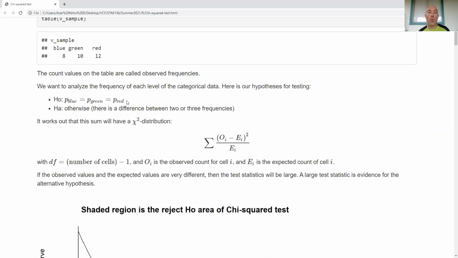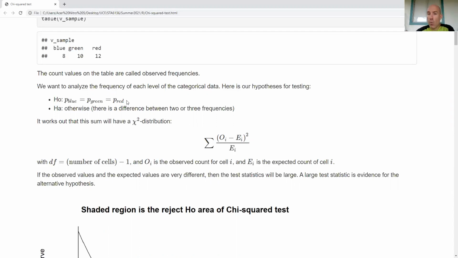When I say otherwise, that means that blue and green may be different, or blue and red are different, or green and red are different, or we could have all three of them different from each other. We don't really care how it turns out at this stage in the game. After I make a conclusion with my hypothesis test, then I go through and analyze more closely the individual cells.